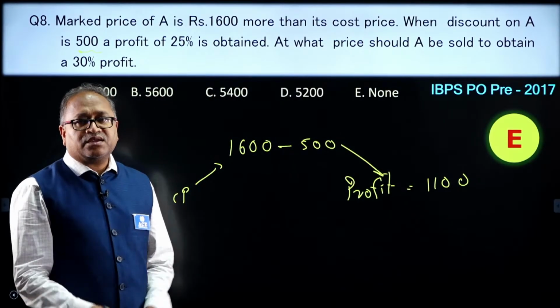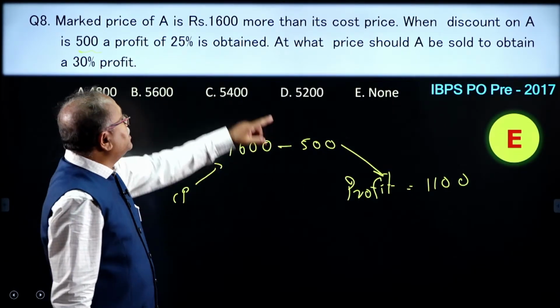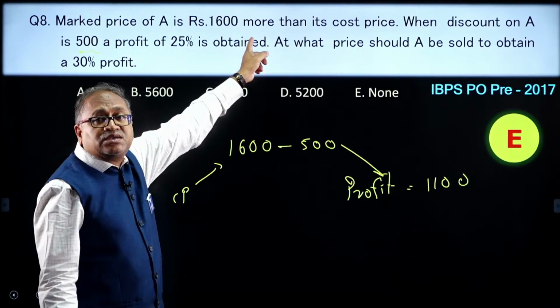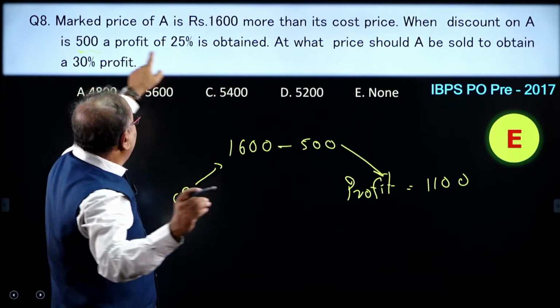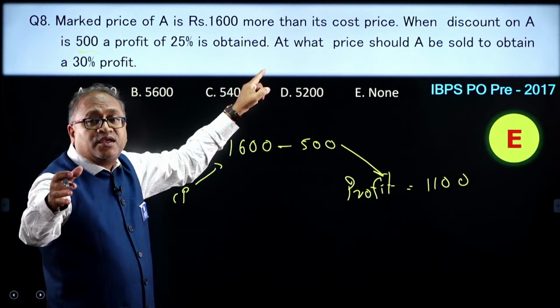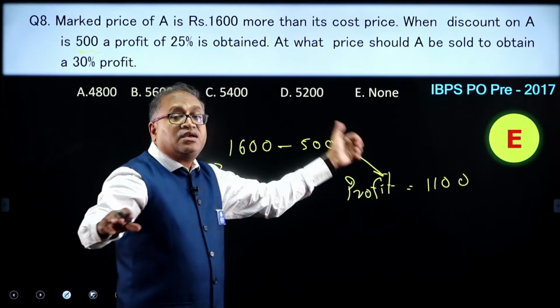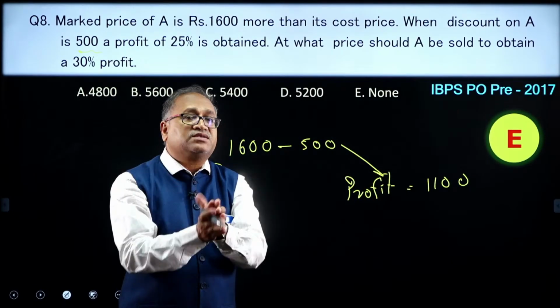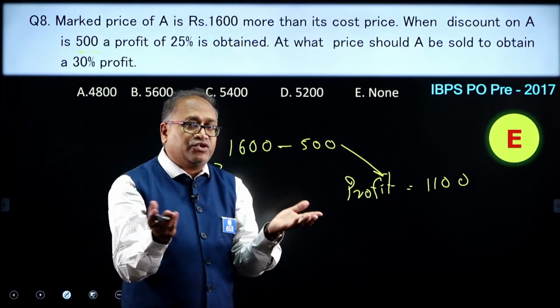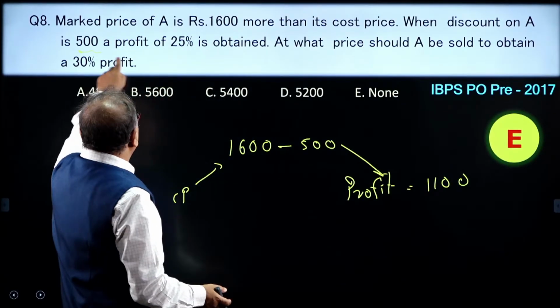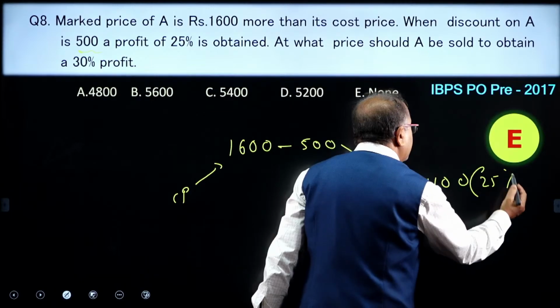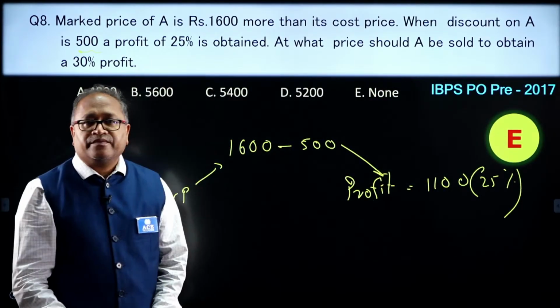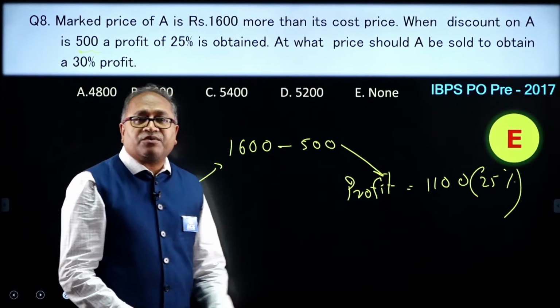that much is clear. This 1100 without writing I can calculate once he has increased by 1600 and again gives a 500 discount. That means the overall profit is 1600 minus 500, that is 1100. Without writing I can find it out. And he makes a profit of what percentage? 25%. That means this is 25% of the cost price.